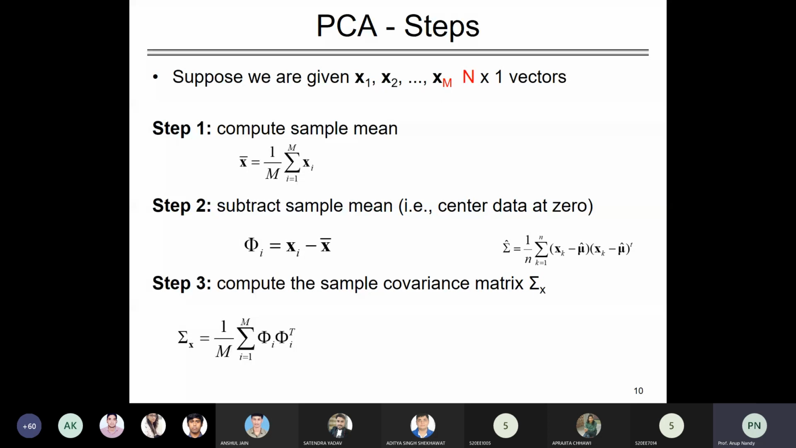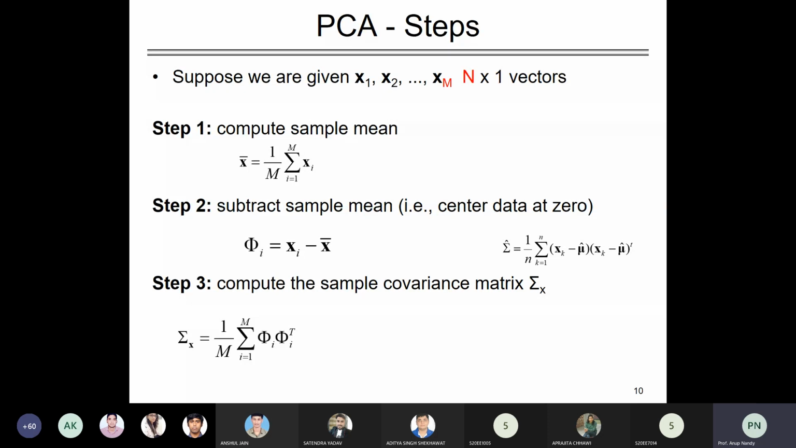So you have to compute the column-wise mean. If you have this n-dimensional feature vector, then for each column you have a different mean, that is x bar is equal to 1 by m, sum over i is equal to 1 to m of xi.